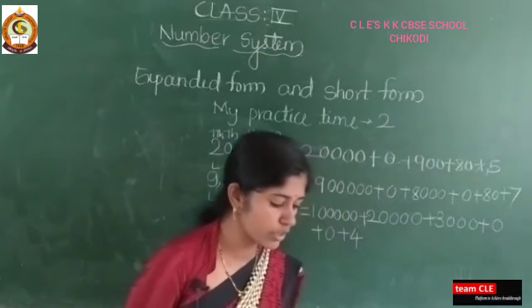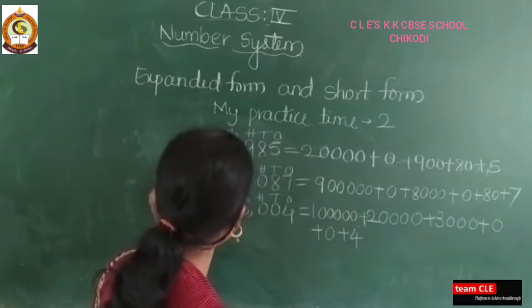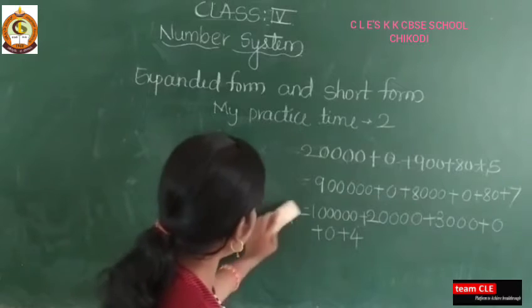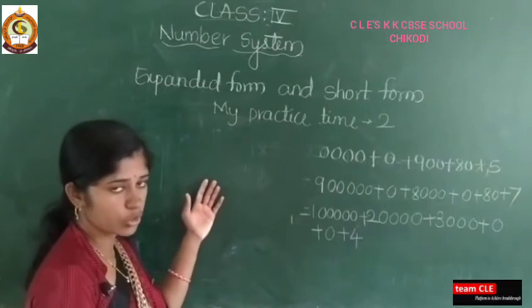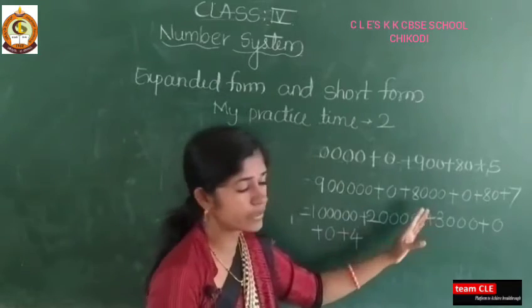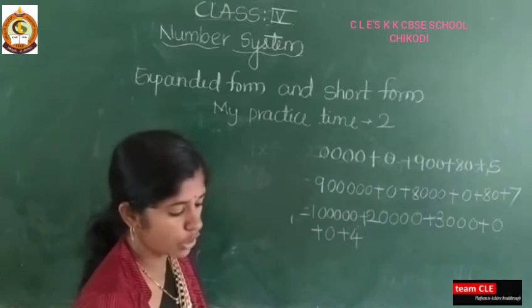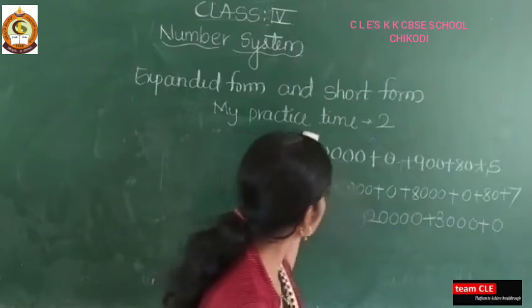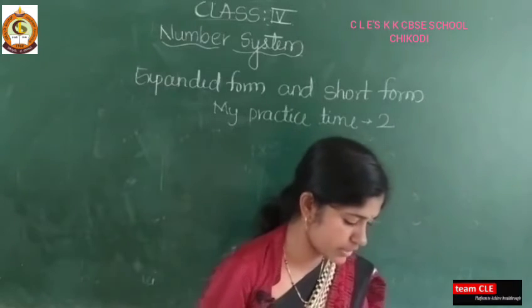So here one more is there. Second question: write the standard form of the number. Standard form means, here they gave a question, I wrote it in expanded form. Now they will give you the expanded form, and you have to write it in short form. So let us see how to solve that example.